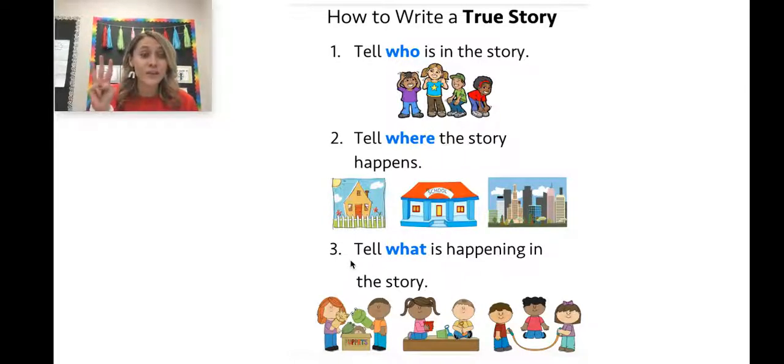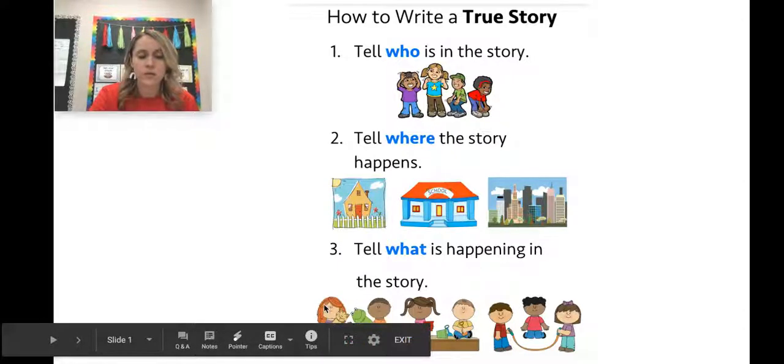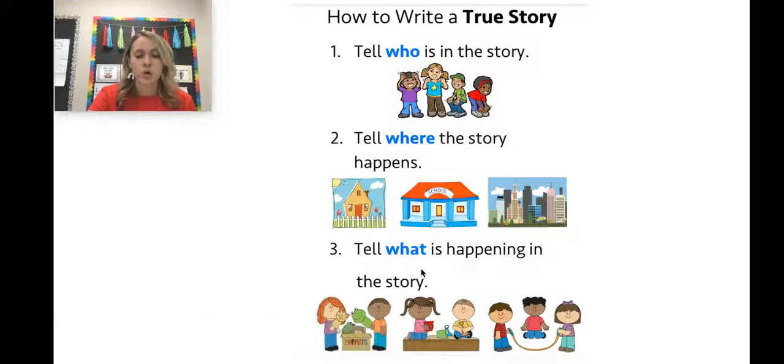And the third thing we need to do is we need to tell what is happening in the story. Were you playing puppets or were you playing with your stuffed animals with one of your siblings? That's that picture. Or this one over here, were you playing in the sand bucket in your backyard? Or were you playing jump rope? Those are the things that we need to talk about. We need to say who is in the story, where the story happens, and what is happening in the story.